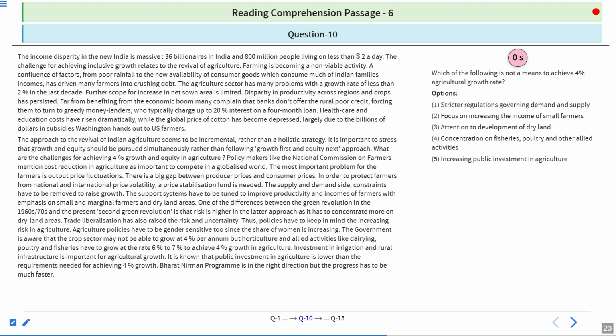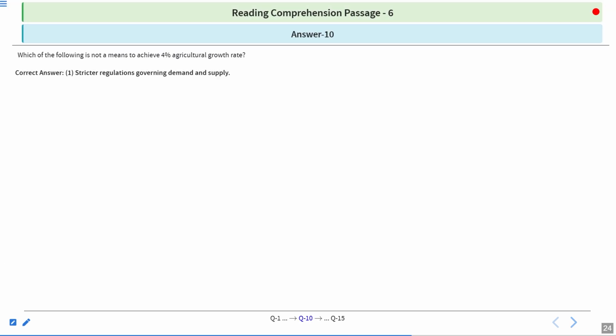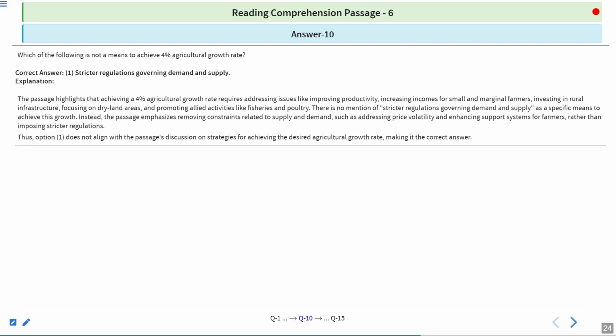I hope you've chosen the right one. Let's move to the correct answer. The correct answer is 1. Stricter regulations governing demand and supply. The passage highlights that achieving a 4% agriculture growth rate requires addressing issues like improving productivity, increasing incomes for small and marginal farmers, investing in rural infrastructure, focusing on dry land areas, and promoting allied activities like fishers and poultry. There is no mention of stricter regulations governing demand and supply as a specific means to achieve this growth.